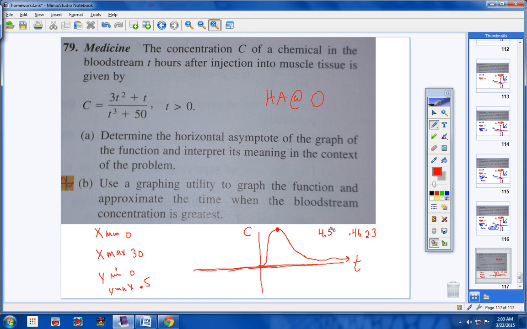Alright, so it looks like to me I was wrong, okay? The greatest concentration in your bloodstream is going to be 4.5 hours after you get the injection, because that's the maximum point right there on the graph.